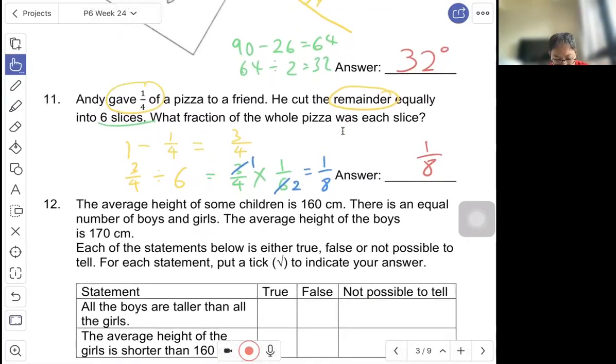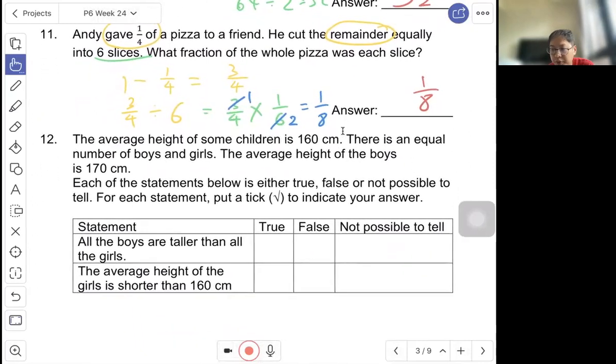Next, question 12. So Mr. Tan, give you 1 minute to do question 12.